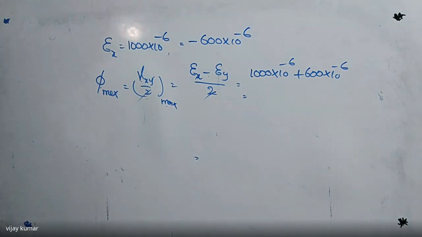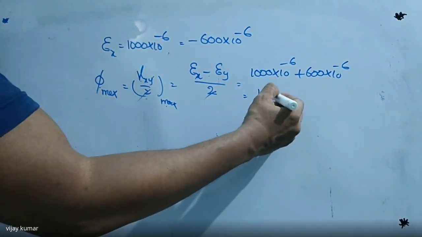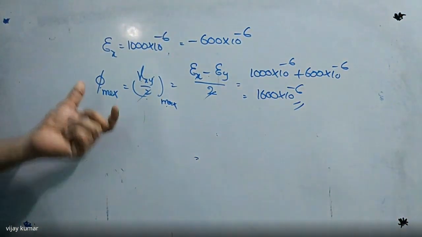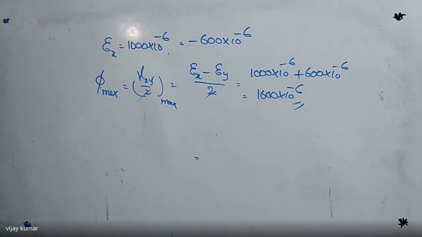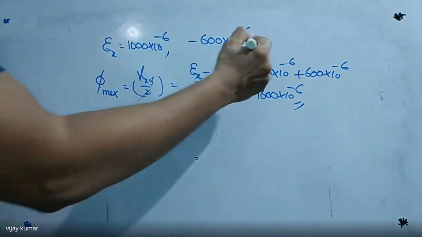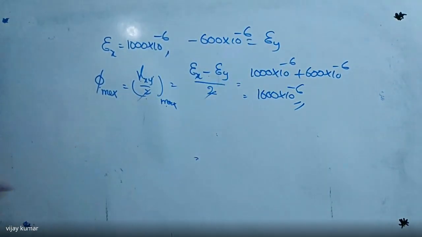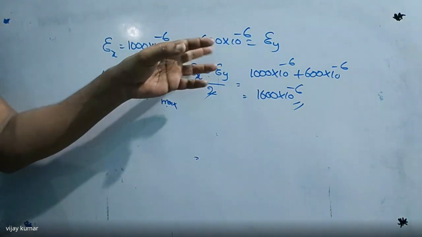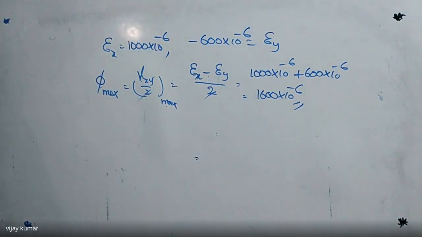That is 1600. That is 1600 into 10 to the power of minus 6 is the value of phi maximum, that is shear strain maximum. Now you got my point or not? So any value we can find. They will give it to you directly, what is this value is nothing but epsilon y. They will give it to you epsilon x and epsilon y, or in some cases they will give it to you phi xy also.